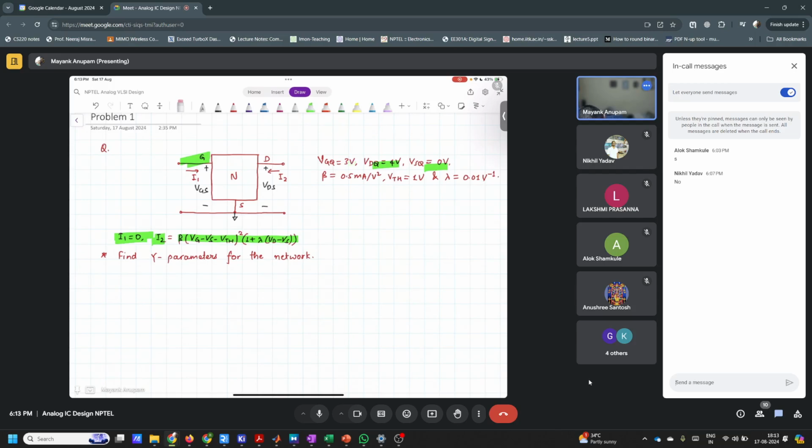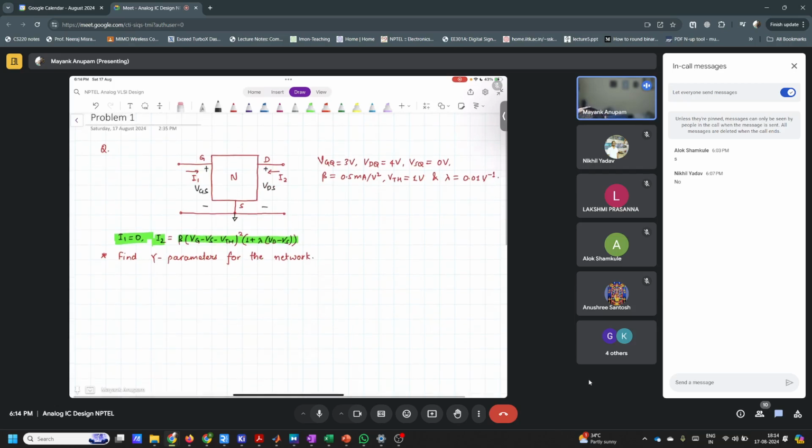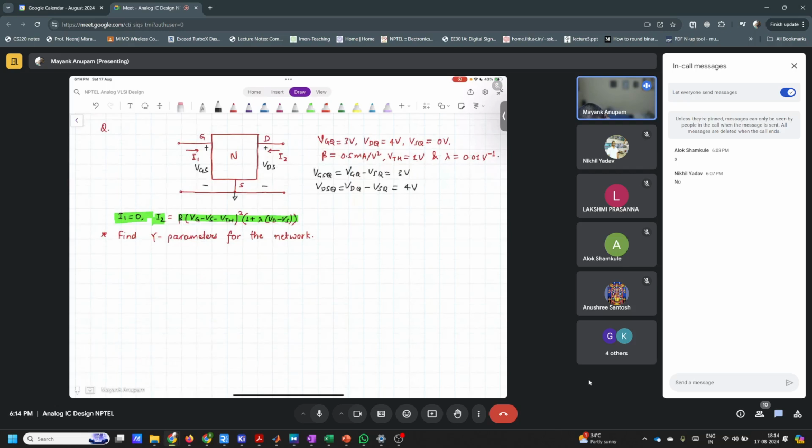Before doing that, let's find out the operating point voltages. What will be VGSQ? It will be VGQ minus VSQ, which is 3 volt. Similarly, VDSQ will be VDQ minus VSQ. That will be 4 volts. Understood? Beta is already given here, Vth is also given here, and lambda is also given here.